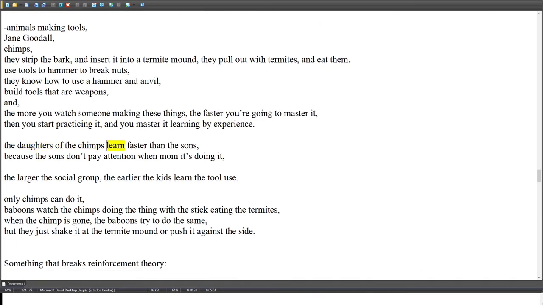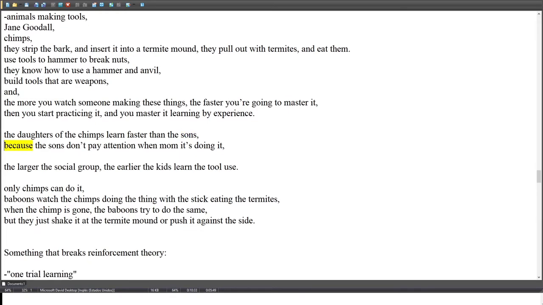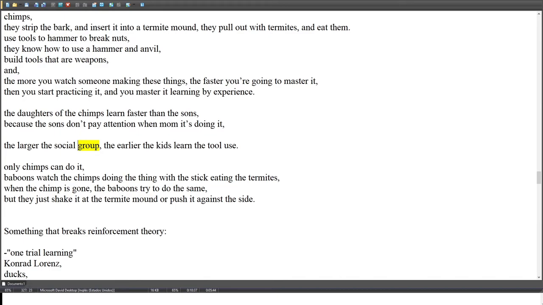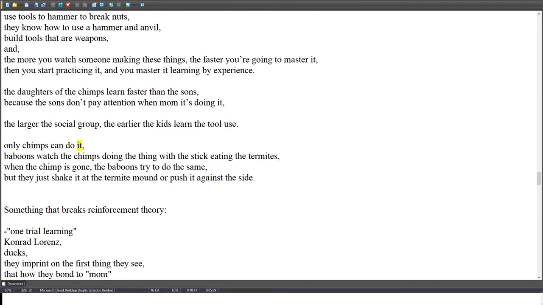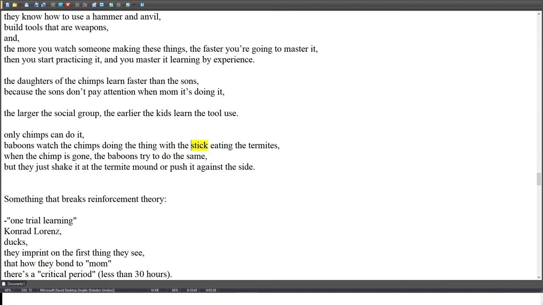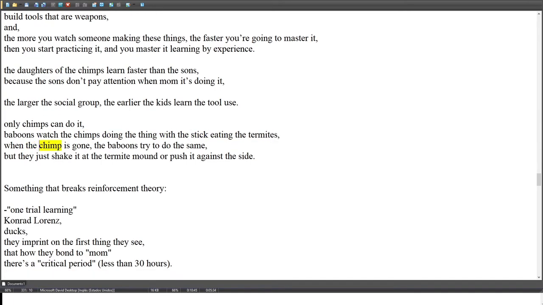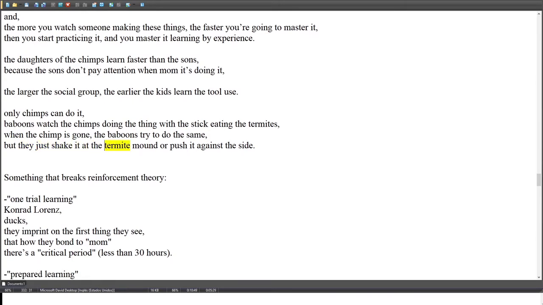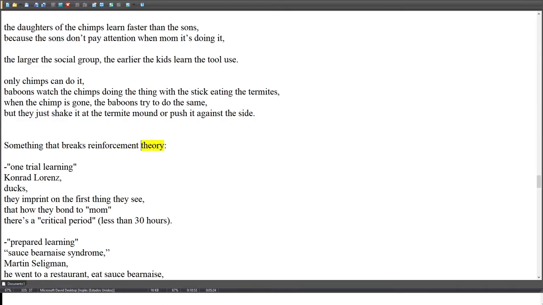The daughters of the chimps learn faster than the sons, because the sons don't pay attention when mom is doing it. The larger the social group, the earlier the kids learn tool use. Only chimps can do it. Baboons watch the chimps using the stick to eat the termites. When the chimp is gone, the baboons try to do the same, but they just shake it at the termite mound or push it against the side. Something that breaks reinforcement theory.